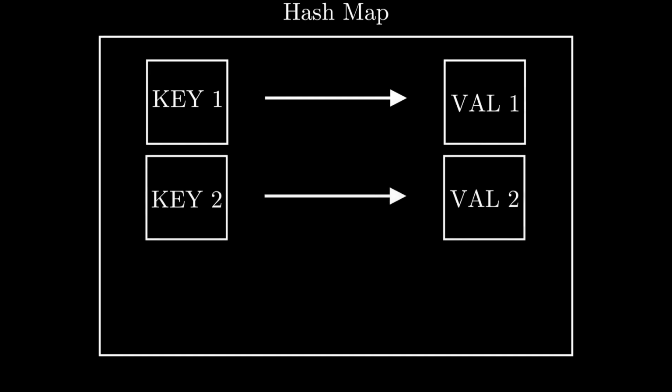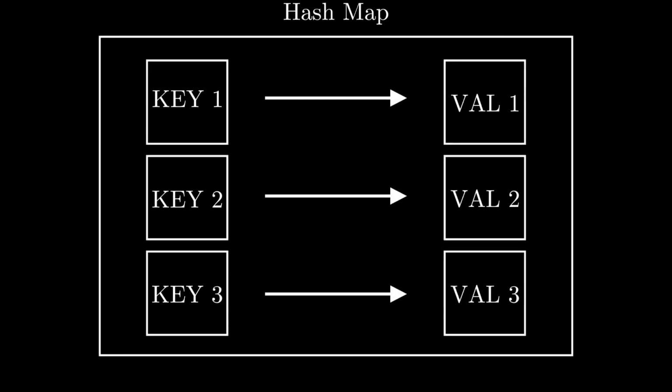Alright, so in CS14, you learn about the hash map. The hash map has keys and values. The point of a hash map is to store a key value pair and retrieve it in O of 1 time.